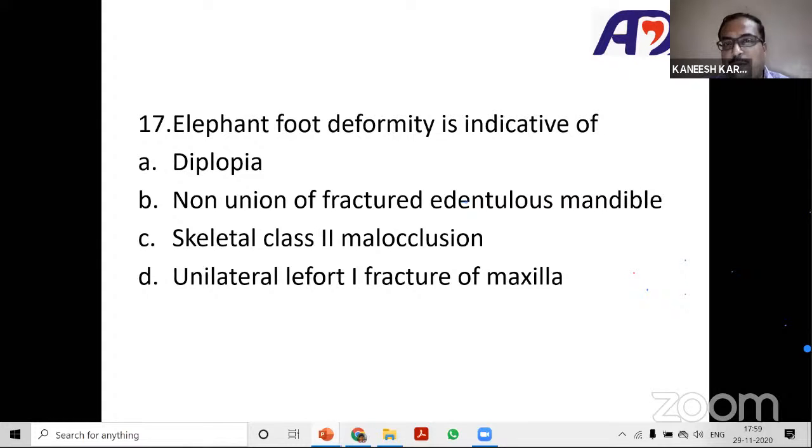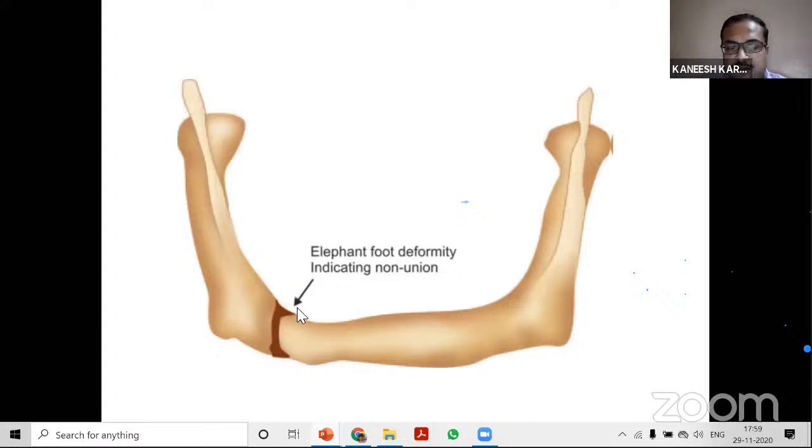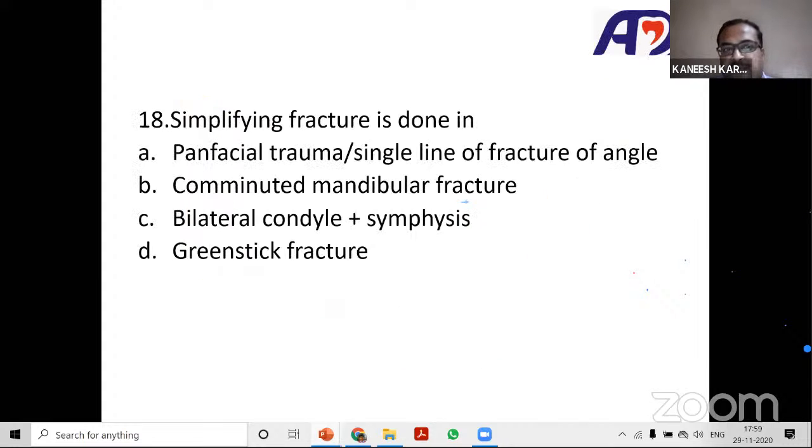Elephant foot deformity is an indicator of non-union of a fractured edentulous mandible. See here, if there is a fracture in the edentulous mandible and there is a non-union, then this becomes like an elephant's foot. So it is called elephant foot deformity.